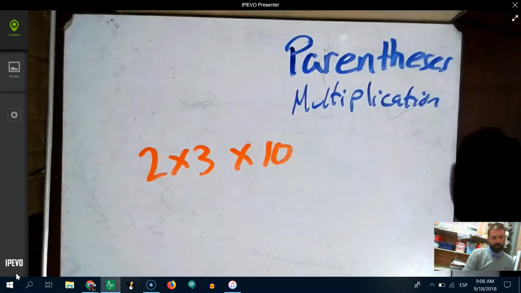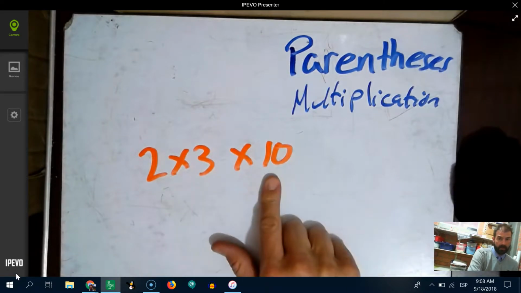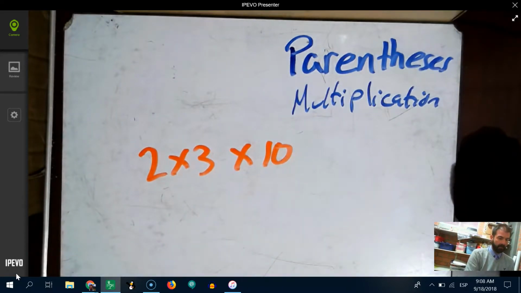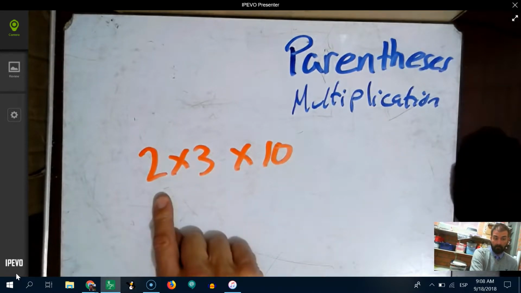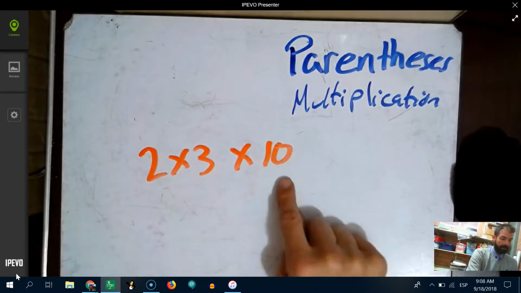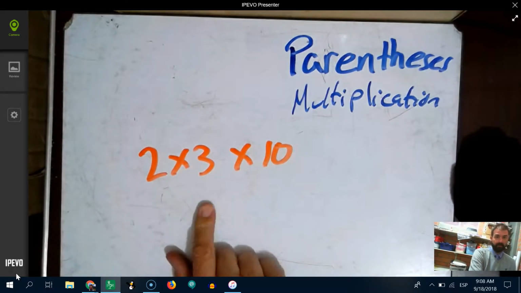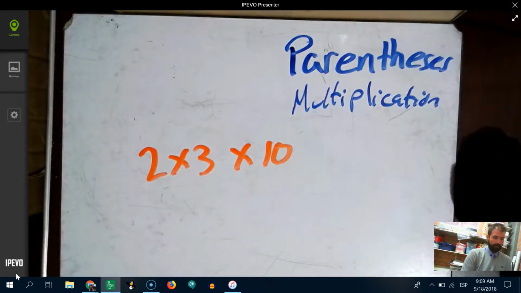Okay, so this is 2 times 3 times 10. 2 times 3 is 6, times 10 is 60. So that's 60. If I look at it this way, 10 times 3 is 30, times 2 is 60. What else? 10 times 2 is 20, times 3 is 60. So any way you go about it, it's going to be 60.